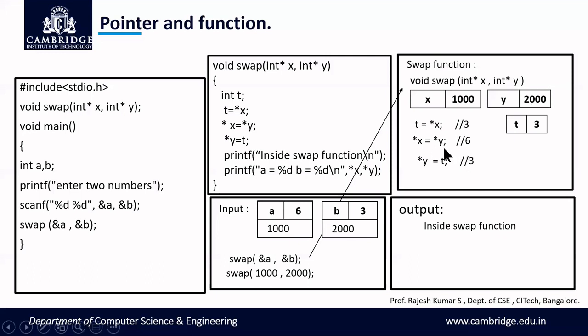After the B value gets updated to 3, I'm writing printf inside the swap function. I'm printing the values of A and B.